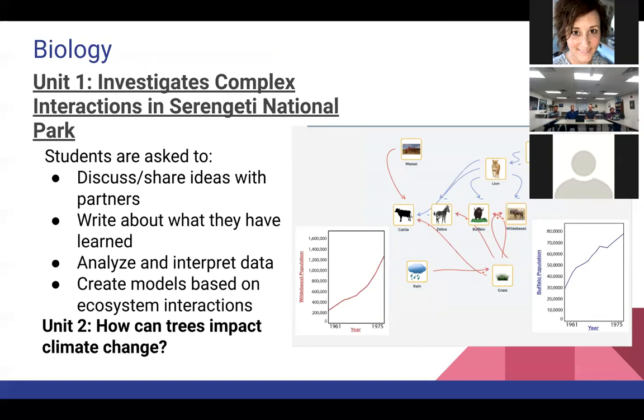The next unit that we'll get into is all about trees, and can trees, or the planting of trees, impact climate change? I've not been trained on that one yet. We're interested to go to training and see what that one's all about next.